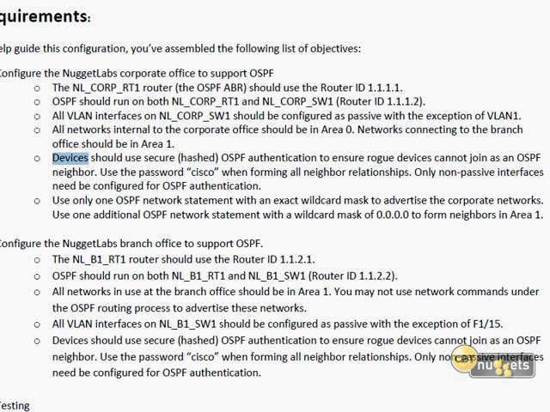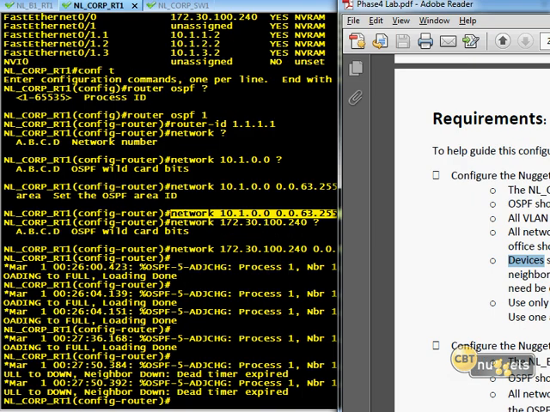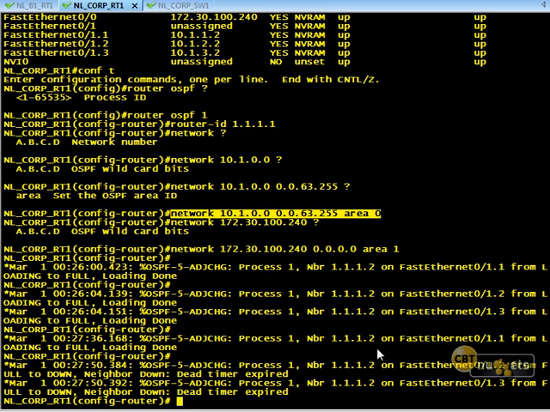Devices should use hashed OSPF authentication. Let me show you. OSPF actually supports 2 kinds of authentication. One is clear text. Nobody should use that because it sends the password with every single packet. The second one is hashed, where it's kind of, I'll use the word encrypted, even though it's not encrypted. It's just adding a hash at the end of every packet, which makes it secure. You can't form a neighbor relationship unless you have the right password.